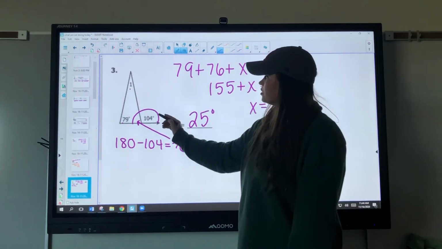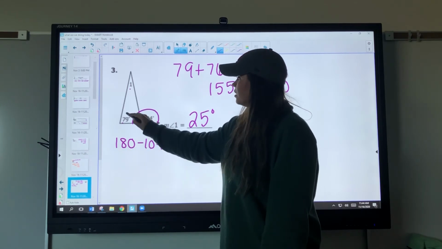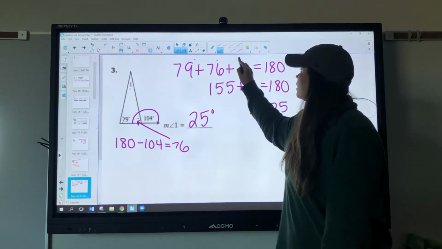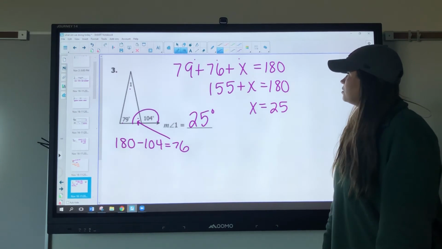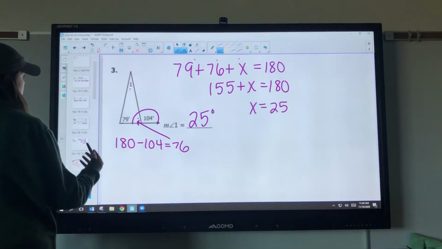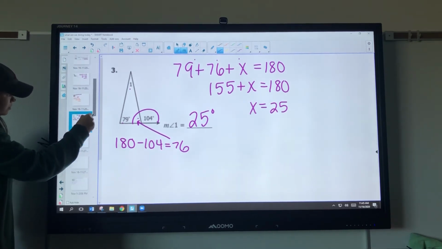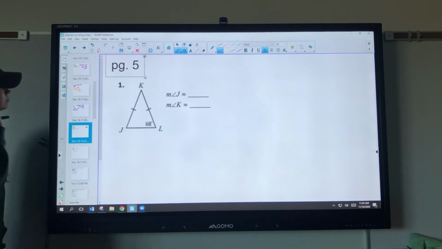So again, I use my exterior angle to find this one because they form a linear pair, and then I use these two with this one in the angle sum theorem to get the missing angle. Again, if you want to use the exterior angle theorem to find that, you can. There's always more than one way to solve a problem.